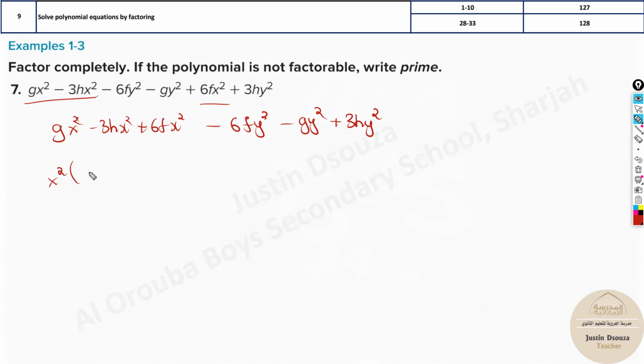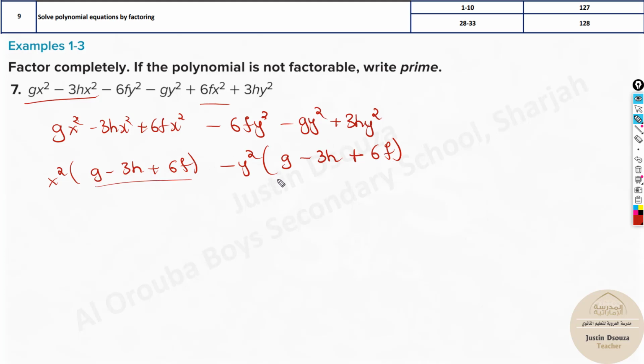x squared is removed outside, you're remaining with g minus 3h plus 6f. And over here, I would remove minus y squared out. So you're remaining with, I will write g first because I have GHF, right? It'll be plus g, and it'll be minus 3h because plus becomes minus, and lastly we will have plus 6f.